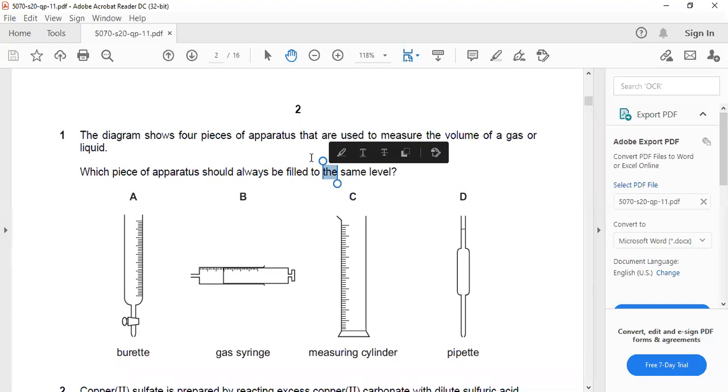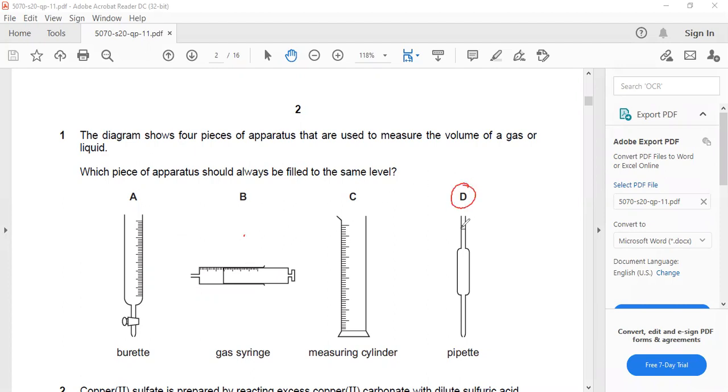So which one is correct? It's not necessary that you fill it here. You can fill till anywhere and you can take any volume. Suppose you want to take 4.6 cm3, you can fill to any level to take out the liquid. Same thing here, you can fill to any level, but for D you have no choice.